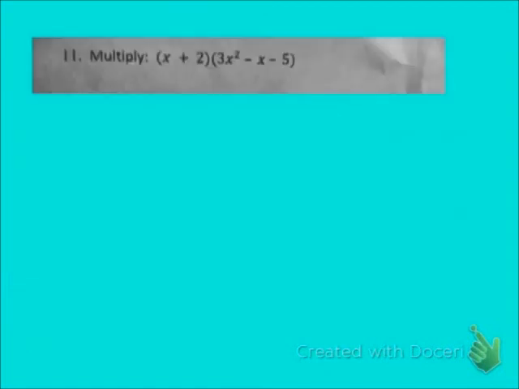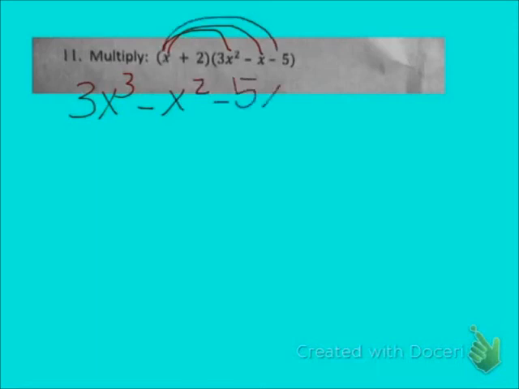Now this next one, it's like FOIL except one of them has 2 terms and the other one has 3. But basically you distribute x times 3x squared, 3x to the third. x times a negative x squared. x times a negative 5, negative 5x. And then we do the 2 times 3x squared, plus 6x squared. 2 times a negative x, negative 2x. And 2 times a negative 5 is a negative 10.